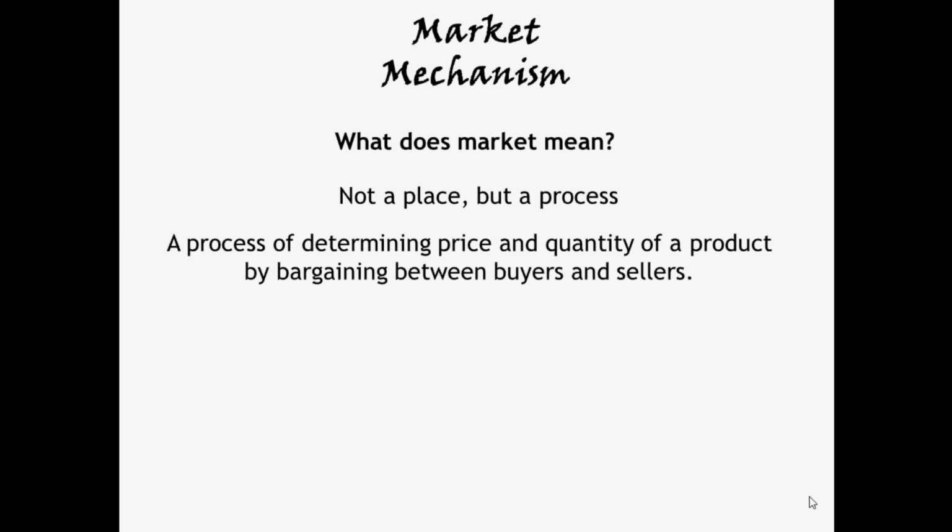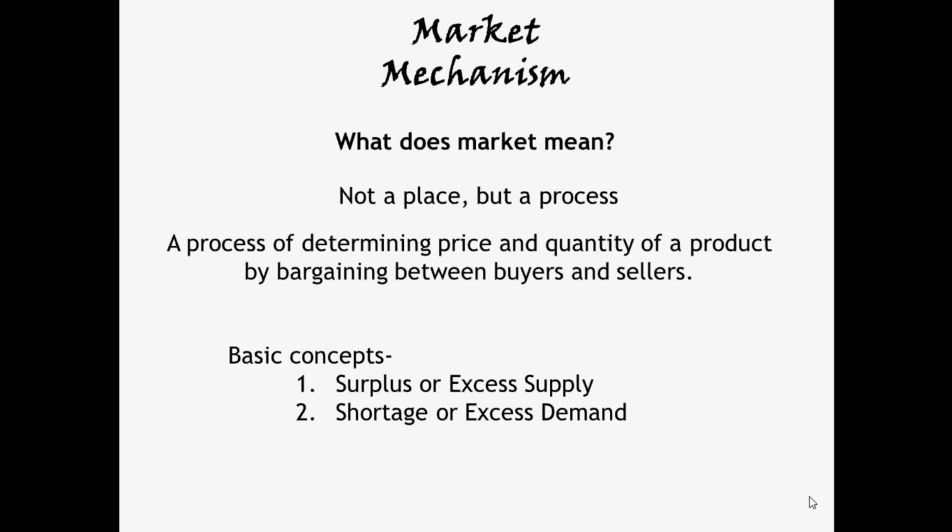We may do it by calling over phone or by using internet. Personal contact between buyers and sellers at a certain place is not important at all. To know how the price of a product is determined by the bargaining between buyers and sellers, we should have some basic concepts. Those are: number 1, surplus or excess supply; number 2, shortage, also known as excess demand; and number 3, market clearing condition.